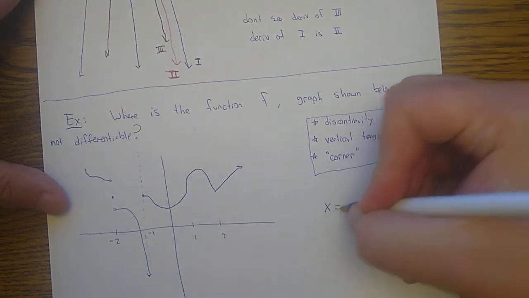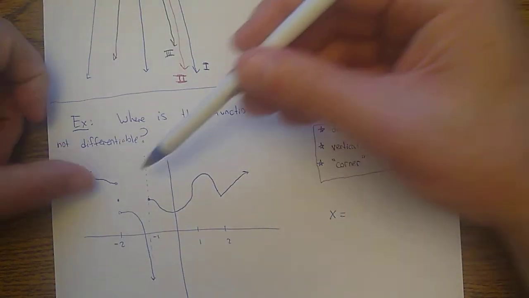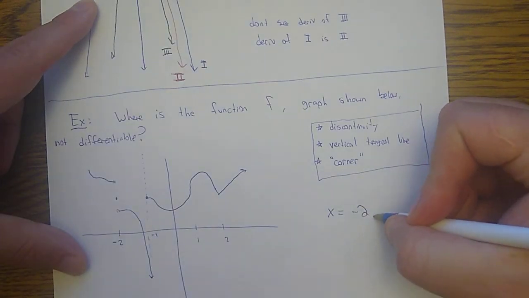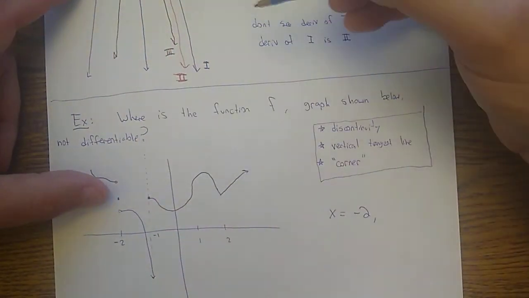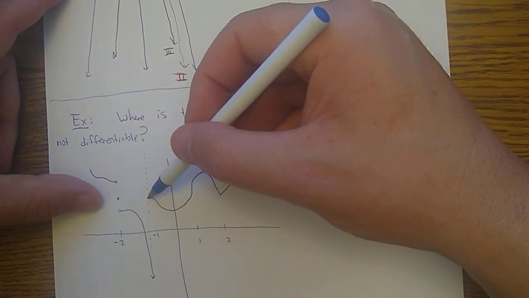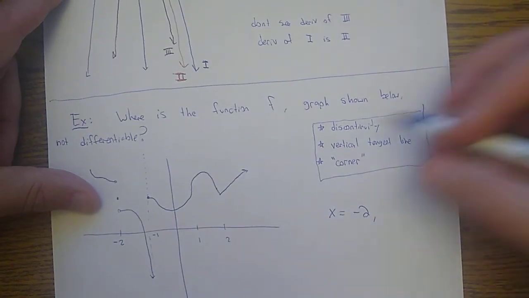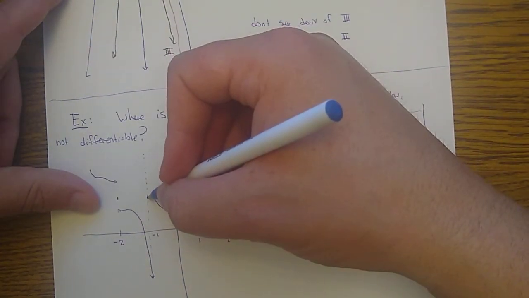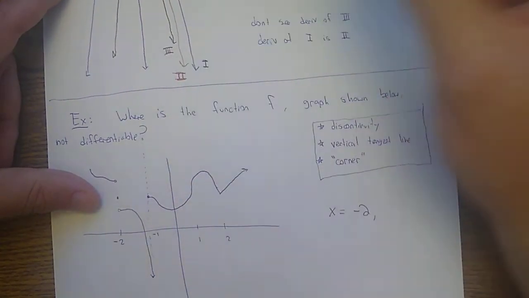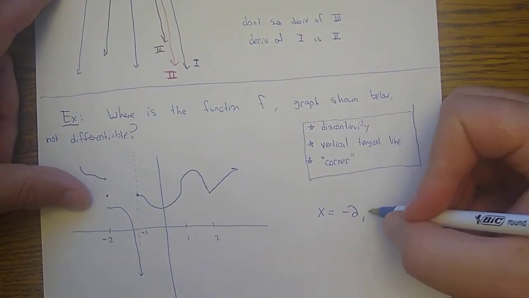So the values of x for which this is not differentiable. Here's a point of discontinuity. So x equals -2 is not differentiable. This would be another type of discontinuity. This is a vertical asymptote. Of course, this is continuous from the right because there's a dot there, but that doesn't matter. If it's not continuous, period, then it's not differentiable.